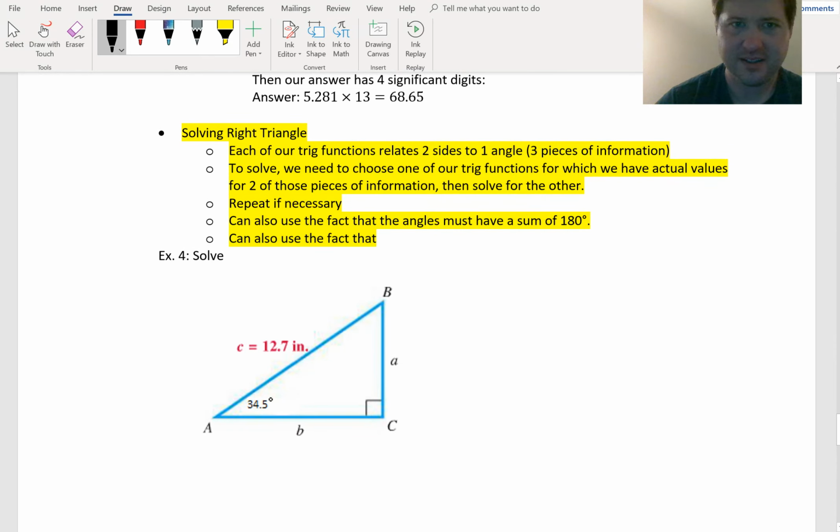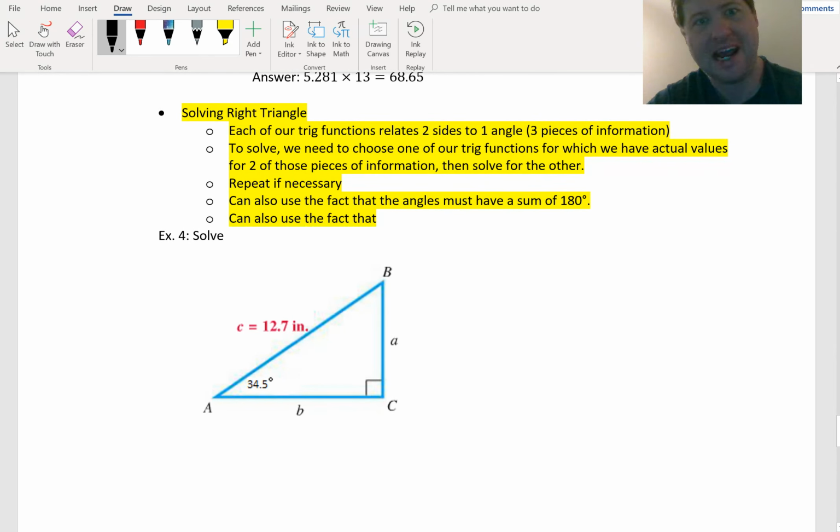So solving right triangles. There's so many deep maths in here that's very exciting. What we're going to talk about here is generalizable to any mathematical formula you encounter in your life. So our trig functions relate 3 things, 3 variables, 3 pieces of information.